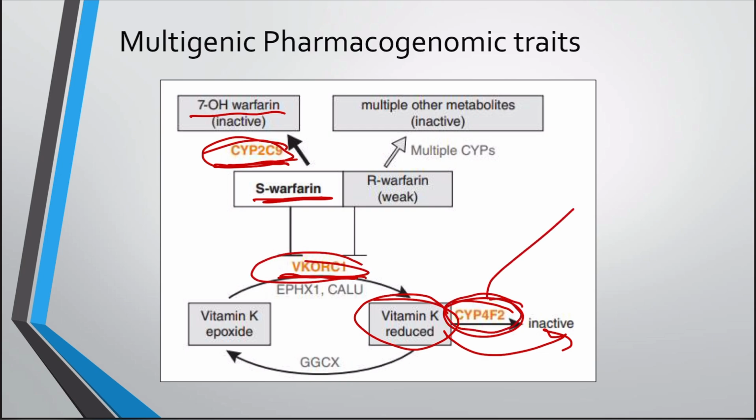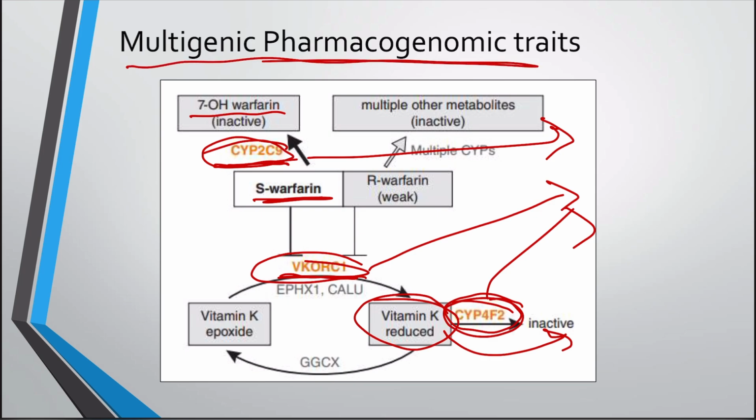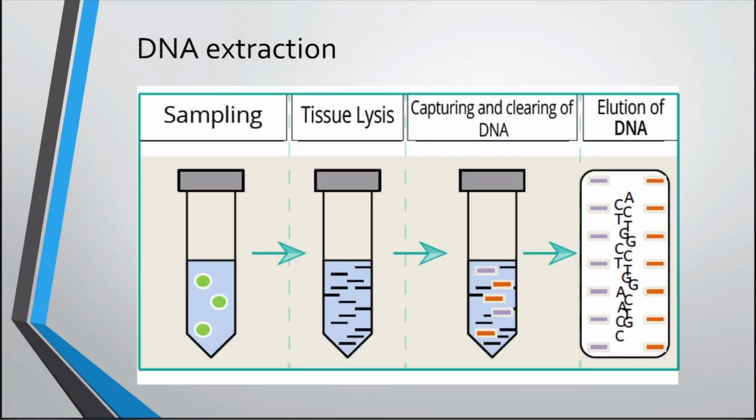So these three are going to affect the pharmacological properties of warfarin, and this is a classic example of a multigenic pharmacogenomic trait. Now coming to the process of DNA extraction, this is because how can we study the genes? First we have to actually isolate the genes, that is the DNA, and then only we can study the different composition of the genes.